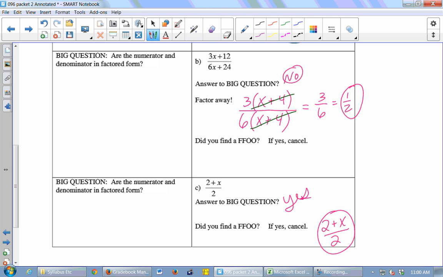It's similar to if I gave you on an arithmetic test the problem 3/5 and said reduce that fraction, right? You can't. 3 and 5 have no common factors. They're both prime.